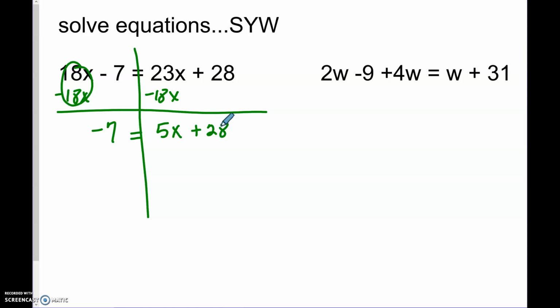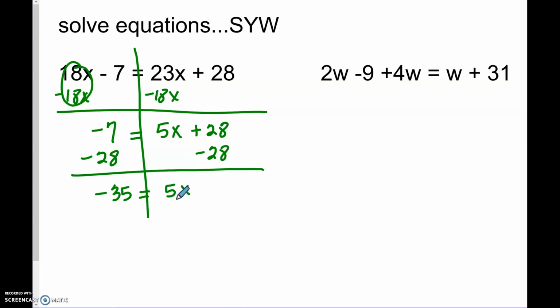So now, how do we move that 28? And because it's a plus 28, we are going to subtract 28 from both sides. -7 minus 28 is -35. And then we still have our 5x. So this says 5 times x, and the opposite of multiplication is division. So -35 divided by 5 is -7. So x equals -7.